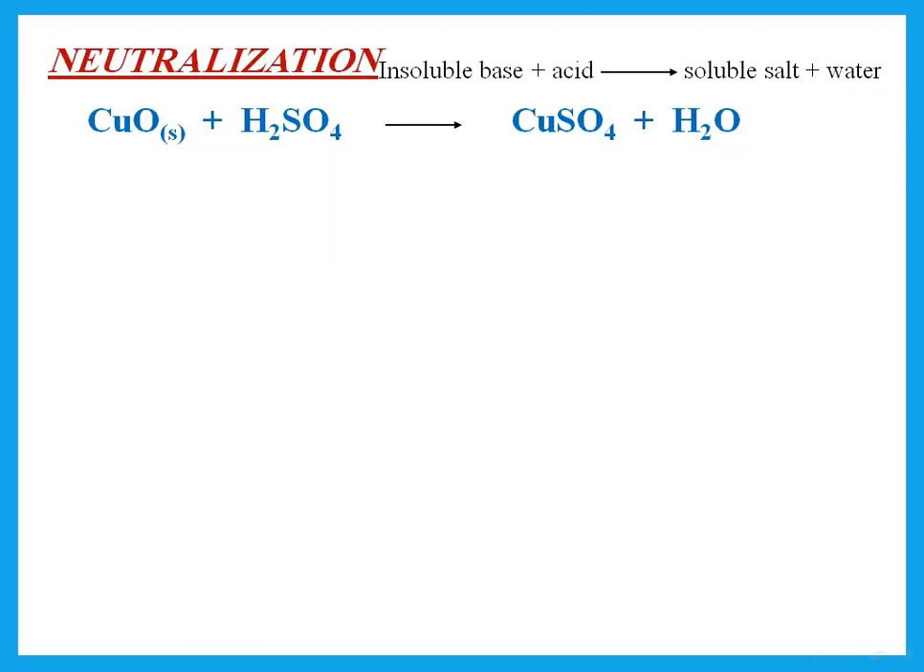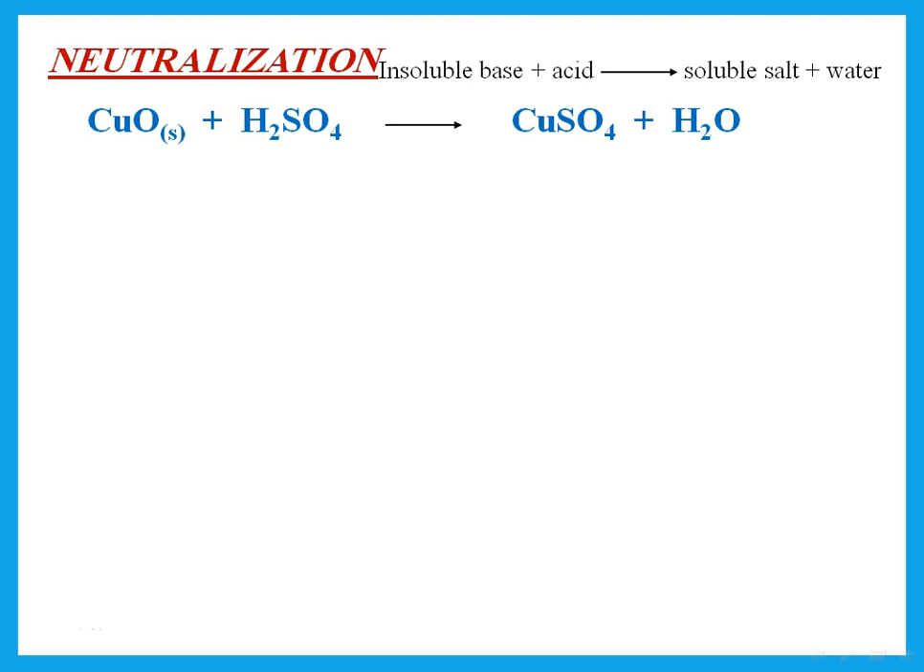The other method of preparing a salt is called the neutralization method. In the neutralization method, I am starting with something that is insoluble. For example, I want to prepare copper sulfate. Now, copper sulfate would be prepared from sulfuric acid. I cannot say copper plus sulfuric acid because copper alone will not react with sulfuric acid. I need to use copper oxide, which is a base.